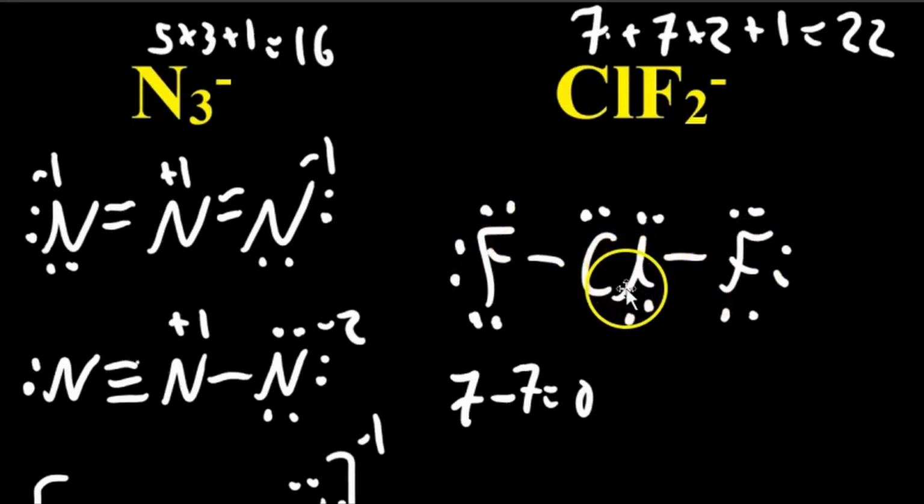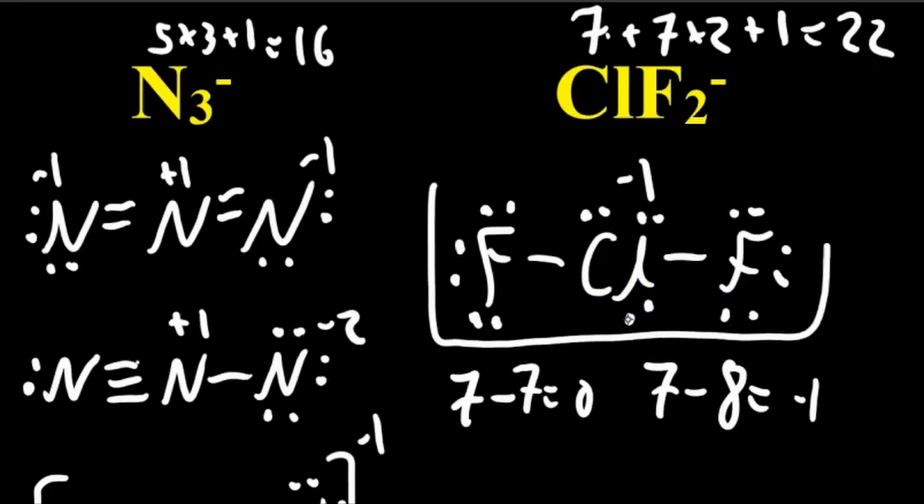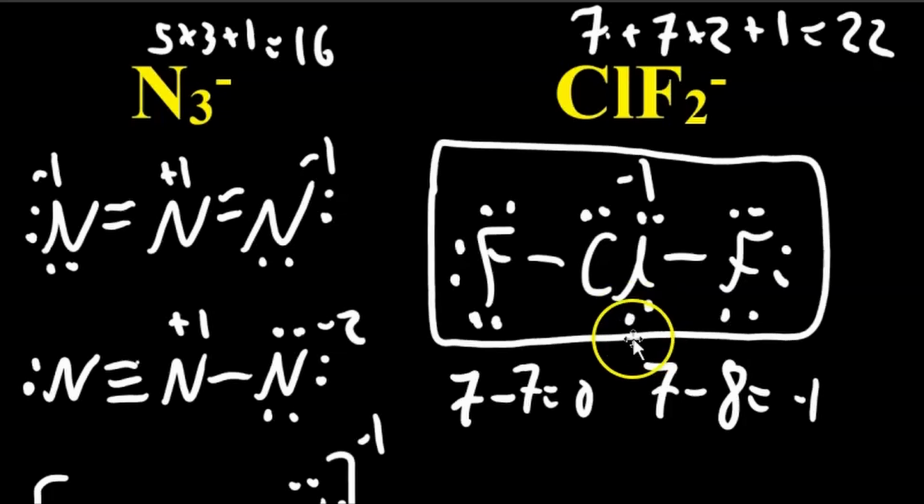What about this chlorine here? Expected minus the owned. We expect chlorine to have 7 based on our periodic table. It owns 1 from each bond, that's 2, 3, 4, 5, 6, 7, 8. It owns 8. So its charge is negative 1. And this is our Lewis structure right here.